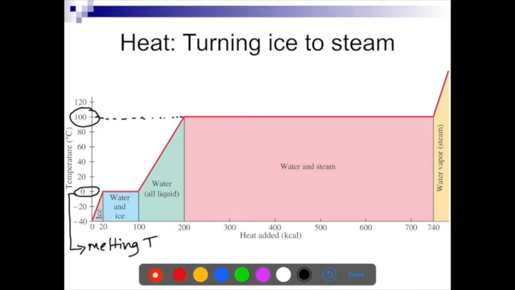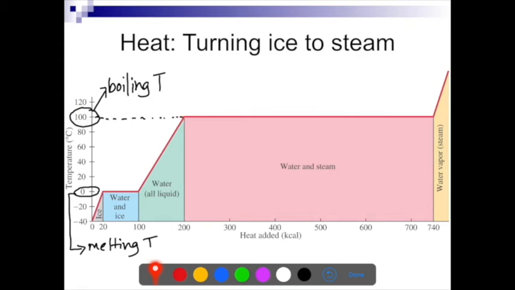And this 100 degrees Celsius is called the boiling temperature or the boiling point. So that's the boiling temperature of water, 100 degrees Celsius. Okay, so you can see here if you have a single phase, which is water, only liquid, any heat added to this liquid water will cause its temperature to increase until its temperature reaches 100 degrees Celsius. At 100 degrees Celsius, water starts to boil.